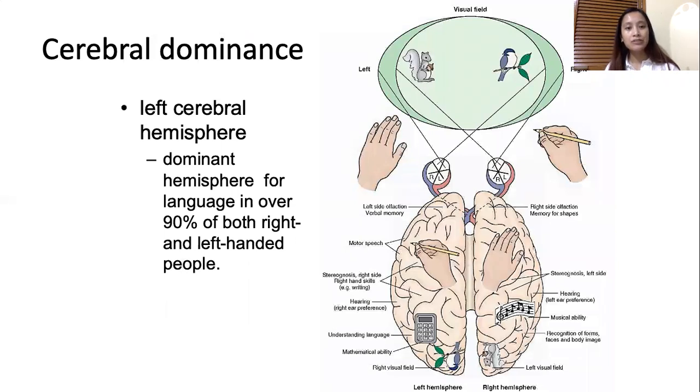As I mentioned earlier, the left cerebral hemisphere is the dominant hemisphere for language in over 90% of both right-handed and left-handed people. Your left hemisphere usually facilitates writing, hearing, understanding language, how to do math, and vision. On the other side, the right hemisphere is usually in charge of music, creating art, recognizing shapes, and doing puzzles.